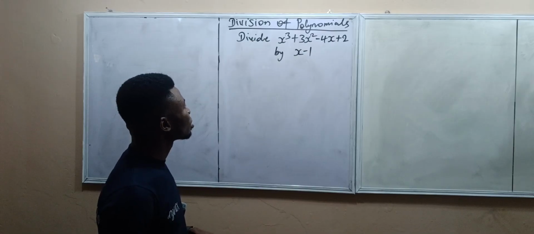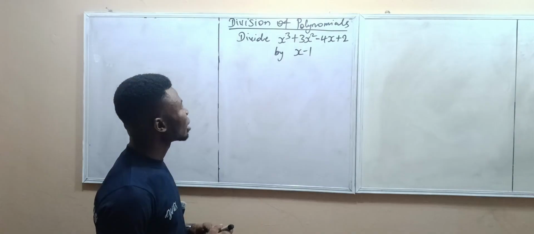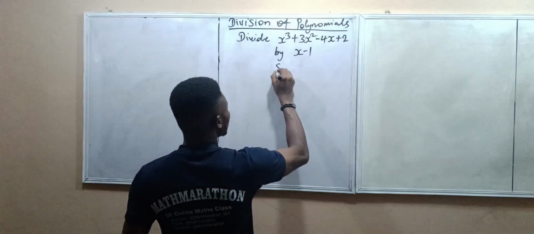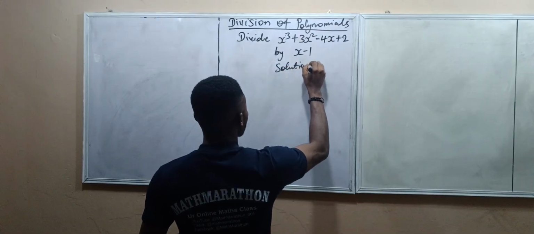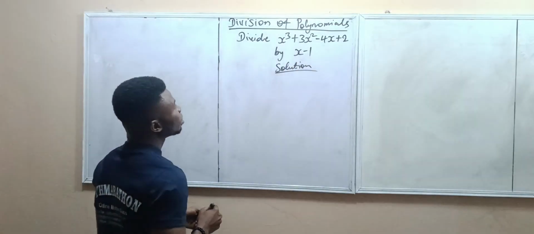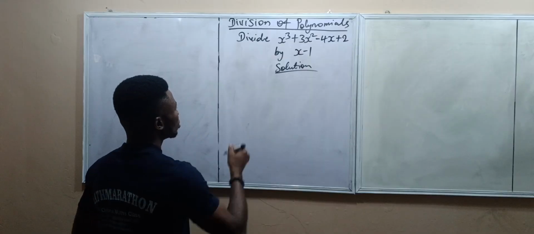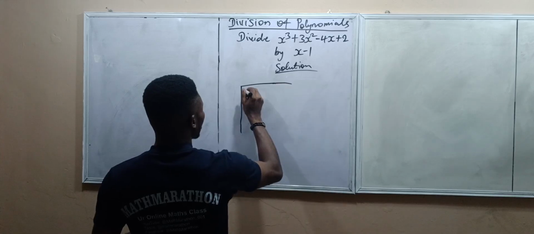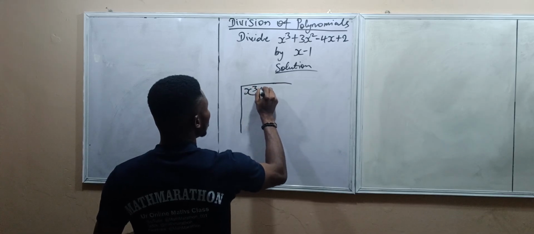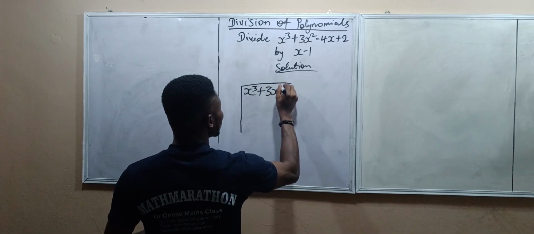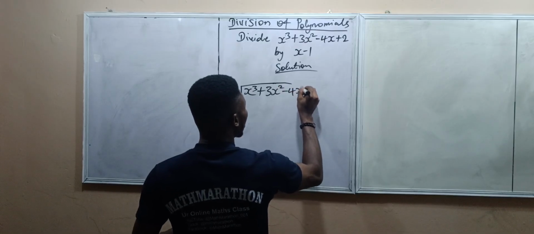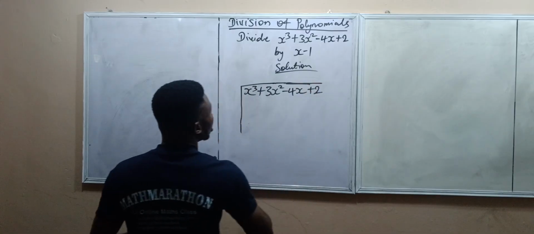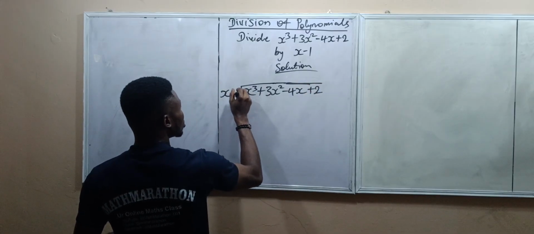We are still on division of polynomials, and we have this question which says divide x cubed plus 3x squared minus 4x plus 2 by x minus 1. To divide polynomials, we use the long division method. Draw a box, then x cubed plus 3x squared minus 4x and then plus 2. And then the divisor outside, this is x minus 1.